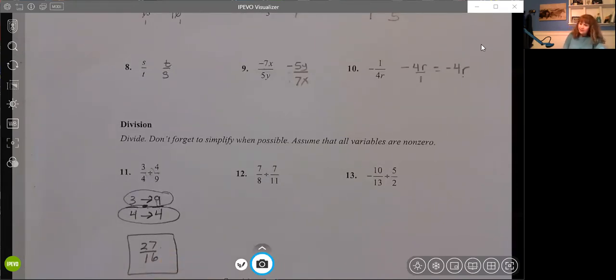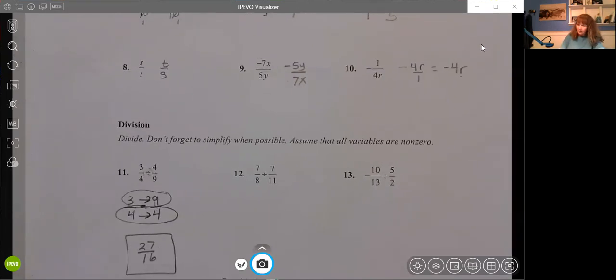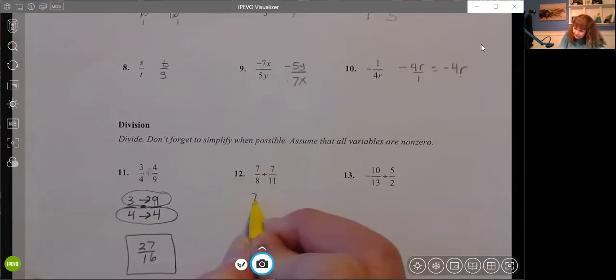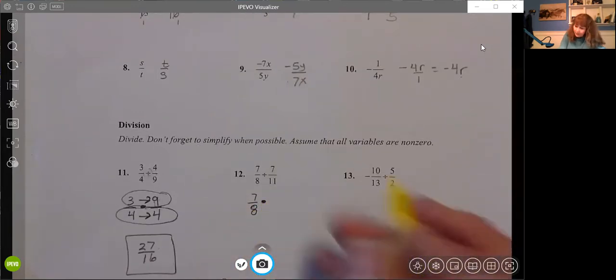Let's look at this next one. We've got 7/8. So we copy dot, we have the reciprocal, or flip.